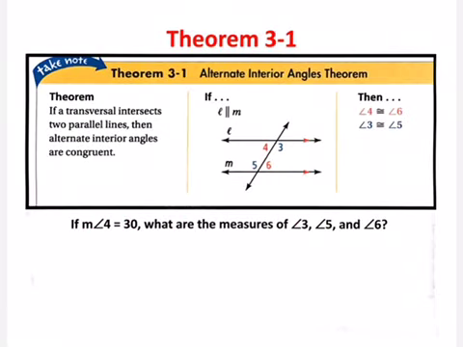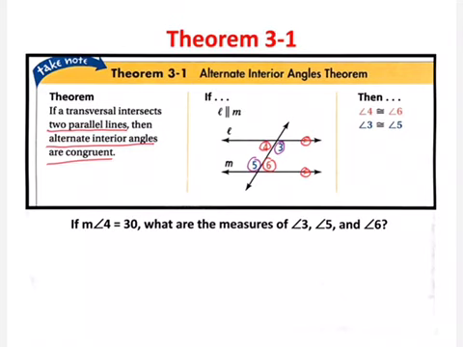Theorem 3.1, the alternate interior angles theorem. If a transversal intersects two parallel lines, then the alternate interior angles are congruent. So if you're dealing with parallel lines and you have a transversal, your alternate interior angles, in this case 4 and 6, would be congruent, and 3 and 5 would be congruent.